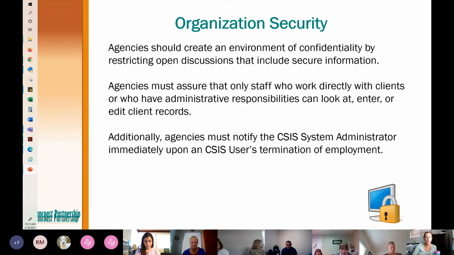This is also why we have you all sign user agreements, because we want to ensure that you guys are agreeing to this standard and to this practice. We only have staff who work directly with clients or have administrative responsibilities able to look at, enter, or edit client records. Additionally, we must notify the CSIS system administrator immediately upon a user's termination of employment. No user should have access to the system if they are no longer working within the COC. It is very important that we terminate that user's license just to avoid any potential mishaps.